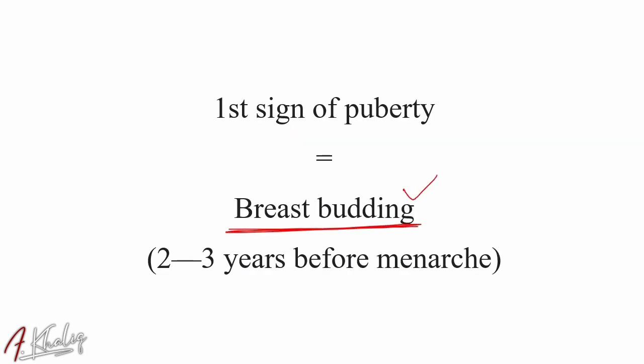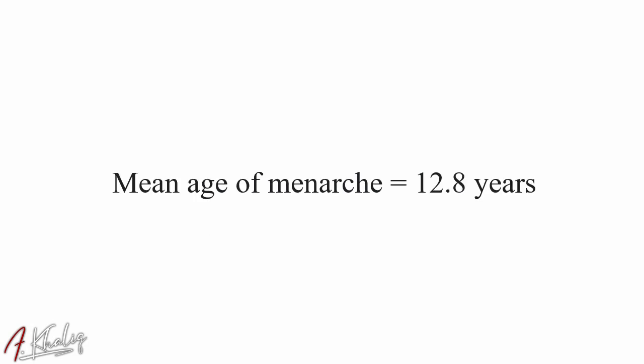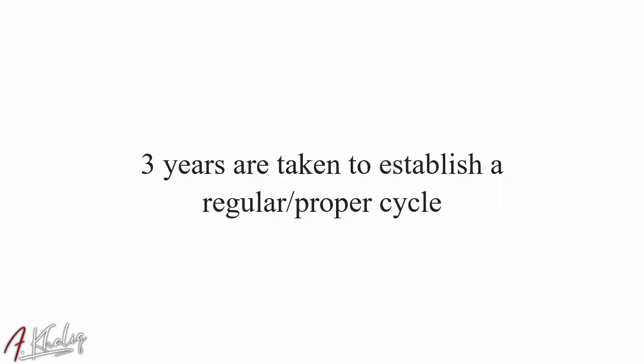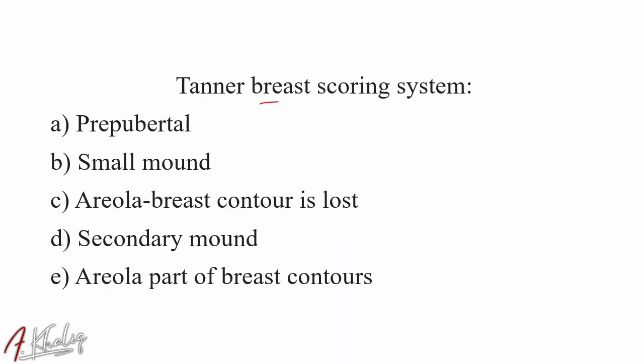This is very important, and this is seen 2 to 3 years before the start of menstruation, which is menarche. Now, the mean age of menarche is 12.8 years, and it's going to take 3 years to establish a proper or regular cycle. Breast scoring system: first of all, you have the prepubertal stage, then you have small mounds, then you're going to lose the areola breast contour, secondary mound appears, and finally you're going to have contour on the areola part of the breast.